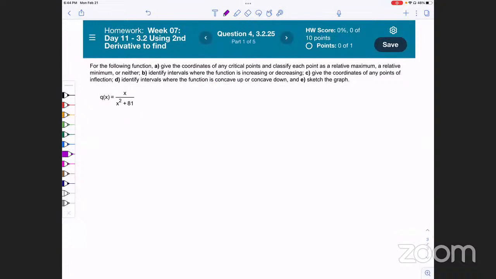Okay. So let's start with part A. Find the critical values, right? So we have this Q of x equals, where the denominator is x squared plus 81 and the numerator is x. So let's go ahead and find Q prime and Q double prime, the first and second derivative.